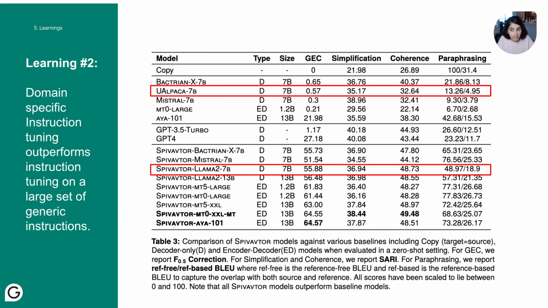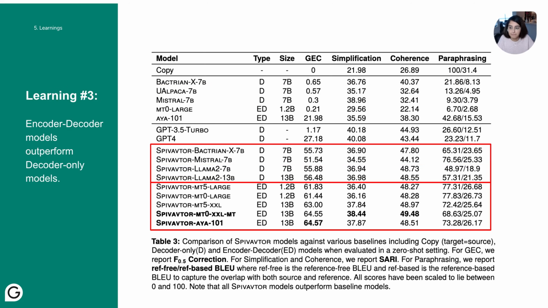Learning number 2 is the reason we introduced UAlpaca, where we wanted to empirically compare against a model trained on a diverse set of instructions versus very task-specific instructions. We can see that the Spivavtor model outperforms UAlpaca by a huge margin, indicating that domain-specific instruction tuning outperforms large-scale diverse instruction tuning.